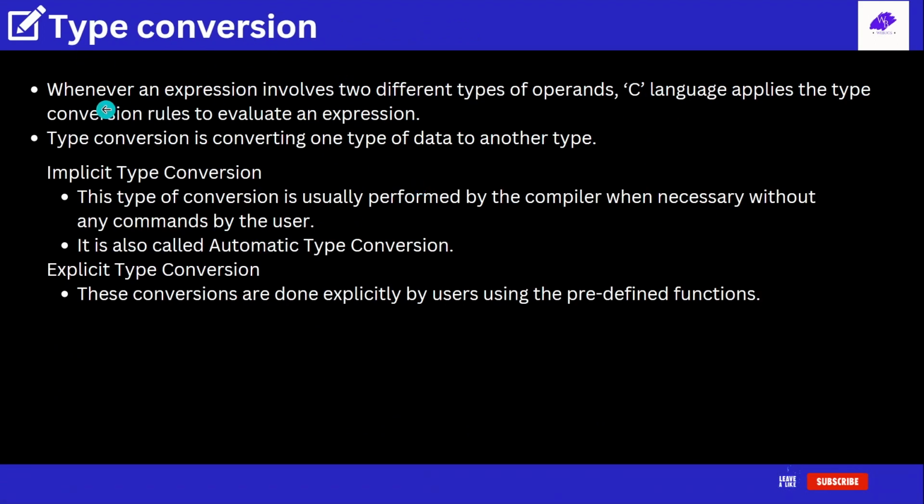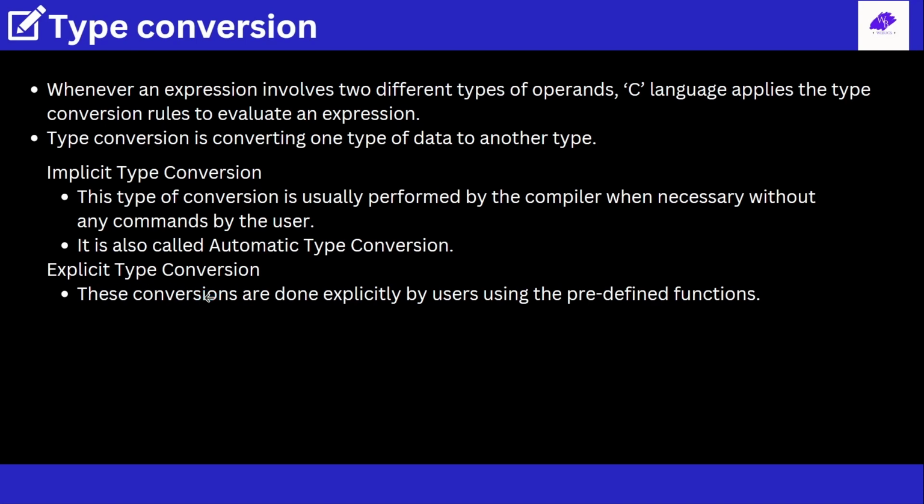And next is type conversion. Whenever an expression involves two different types of operands, the C language applies the type conversion rule to evaluate the expression. Type conversion is converting one data type to another data type. So if you want to convert an integer data type into a float data type, then type conversion is used by the system. There are two types of type conversion: implicit type conversion and explicit type conversion.